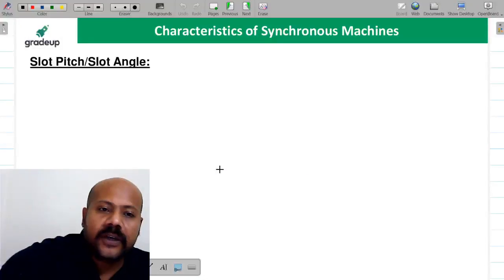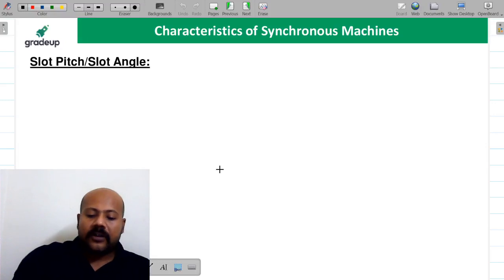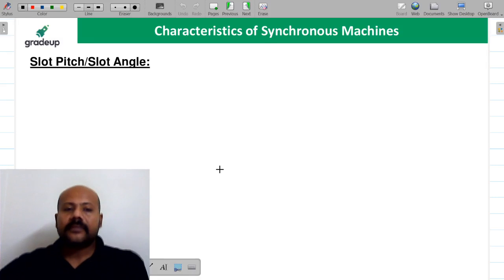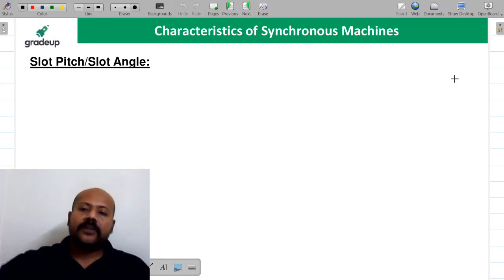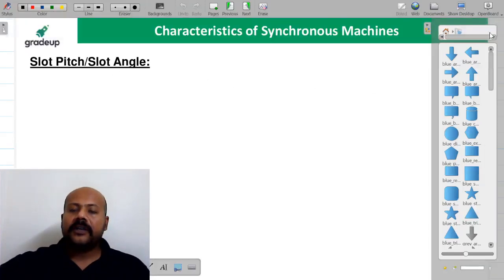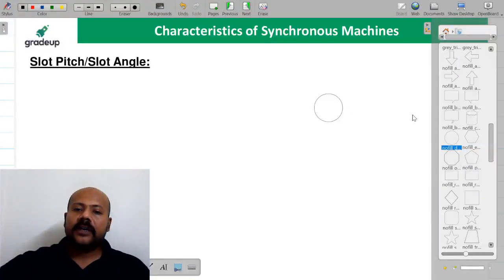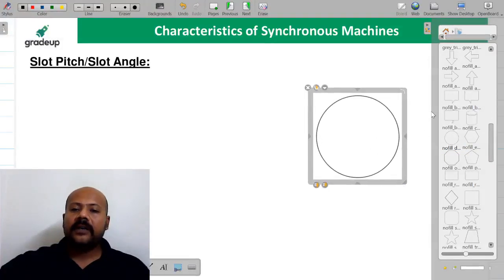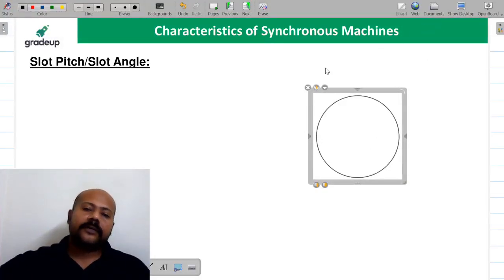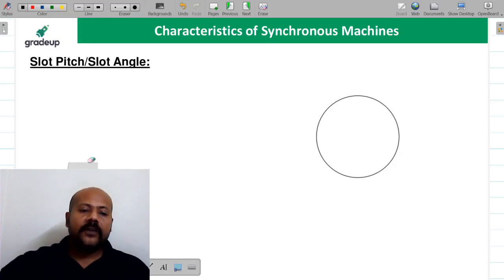Now let us proceed with this slot pitch or slot angle. What is the meaning of this slot pitch or slot angle? All of you please see here, it is very important. And if you understand this, then you will understand the remaining concepts very easily. You just focus here. Suppose beta you are having like this, and suppose these are the slots.